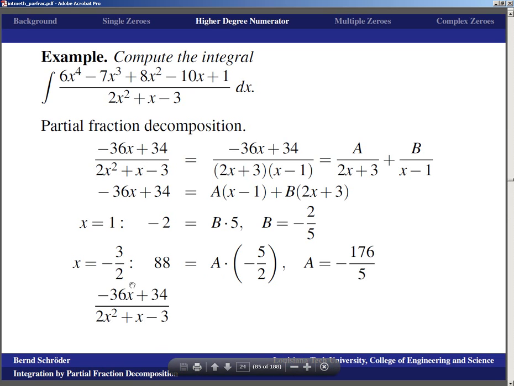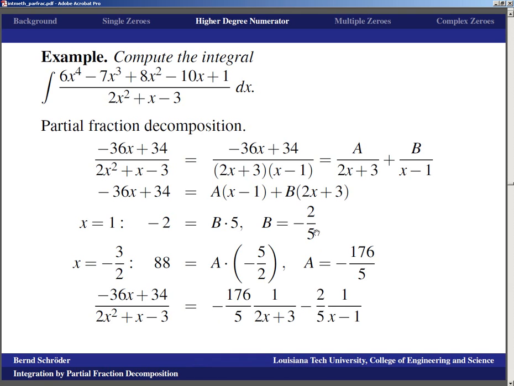Alright, so that means that our rational part that remains after we did the division is equal to negative 176 over 5 times 1 over 2x plus 3, because that's where we have the a here. And by the way, for a partial fraction decomposition where the terms get rather complicated like they do here, it is very much advisable to just keep the coefficients in front of the rational function. And then we have minus 2/5 times 1 over x minus 1, because negative 2/5 is the b, times the 1 over x minus 1.